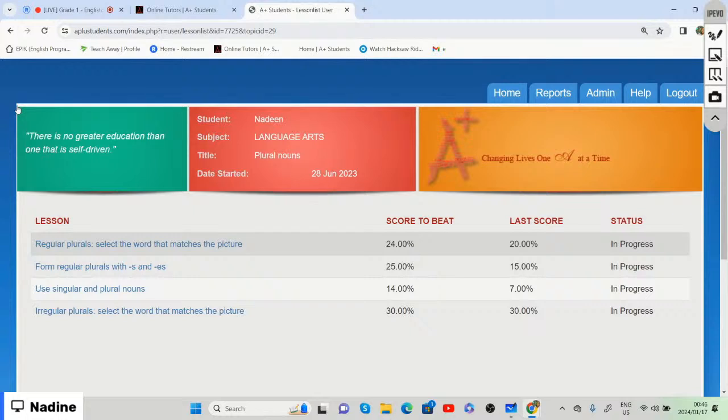So we did plural nouns. And we said that a noun names a person, place, animal, or thing. And if we talk about plural nouns, then it refers to any person, place, animal, or thing that is more than one. That is, for example, the plural nouns. So this is now the end of our lesson on plural nouns.